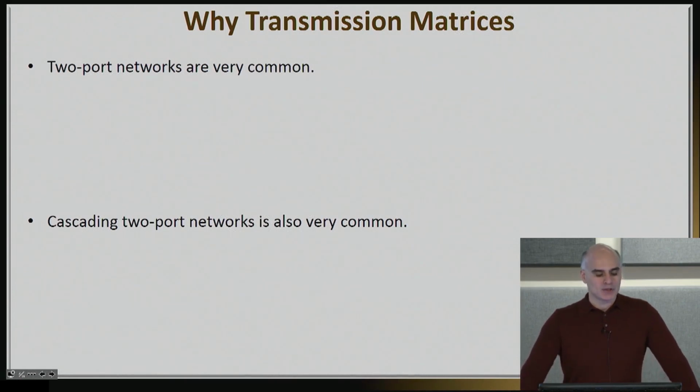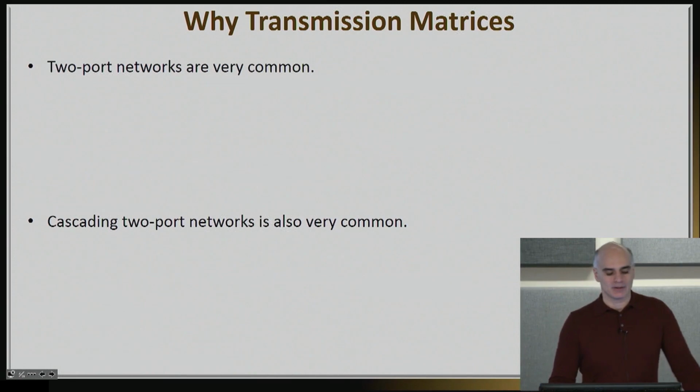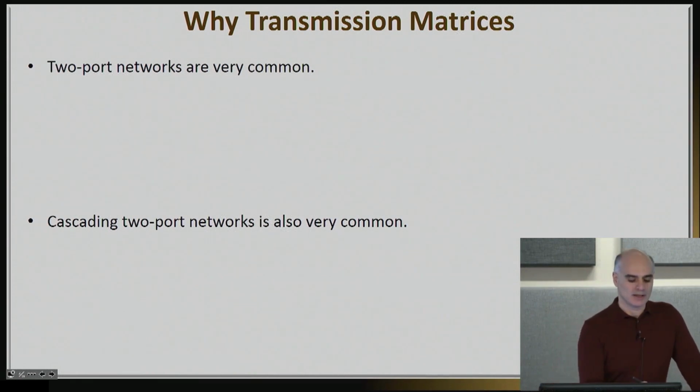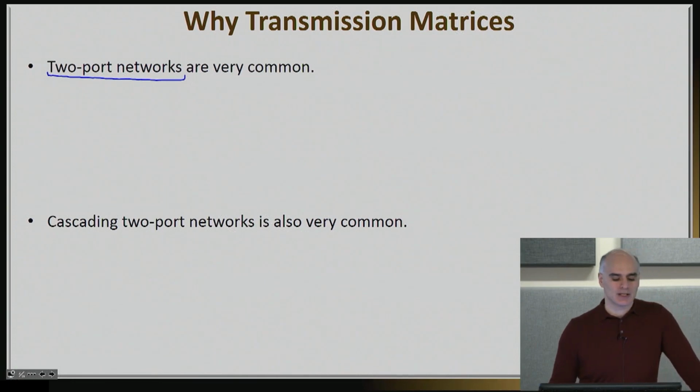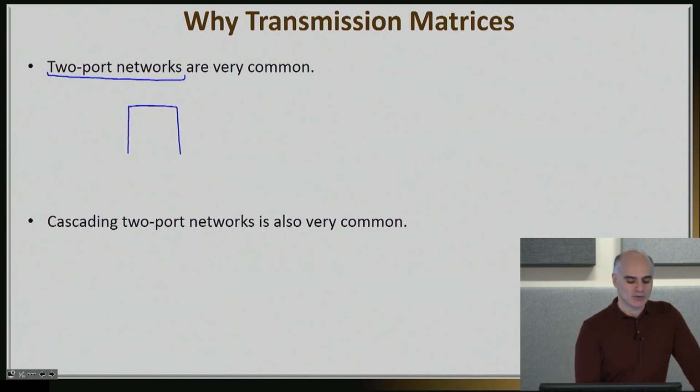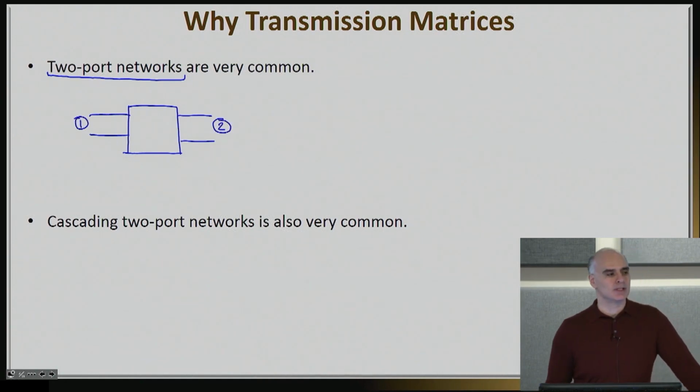So why is the transmission matrix quite useful? The first and most interesting part of this discussion is that a lot of the networks that we use are simply two-port networks. And there are specific matrices like the ABCD that treat two-port networks very nicely.